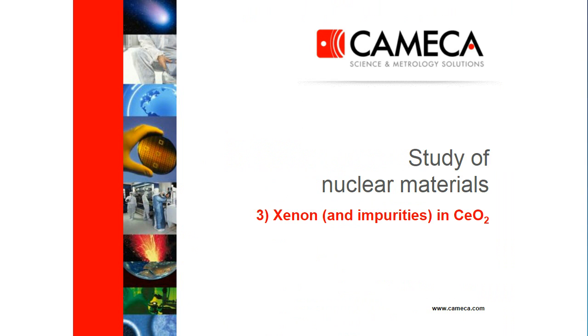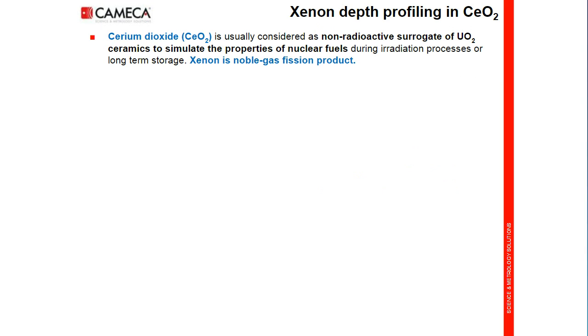The next example shows how dynamic SIMS can be applied to characterize the xenon noble gas in-depth distribution in a cerium oxide sample. Noble gases such as xenon can be either dissolved in a UO2 matrix at the position where they were created, in bubbles within the UO2 ceramic, or released in the gap between the fuel pellet and the cladding.